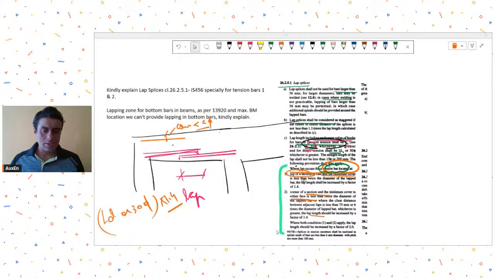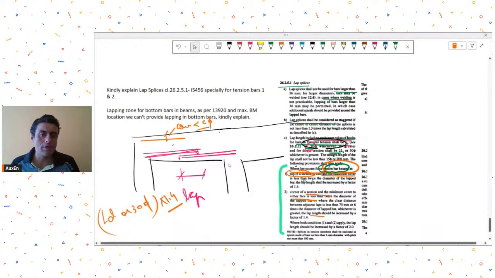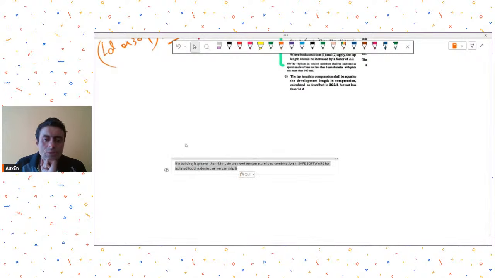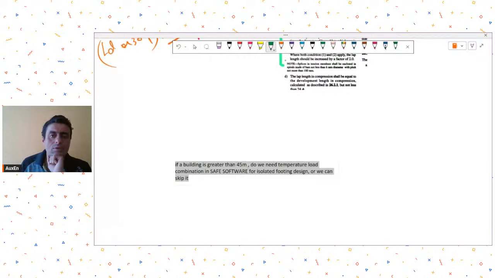Okay. Then the next question is by Engineer Rakesh Kumar. He is from New Delhi and an independent consultant. If a building height is greater than 45 meters, do we need to take temperature loads in the load combination for footing design or can we skip it?